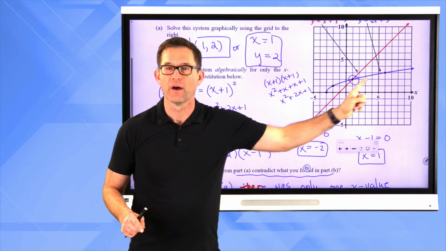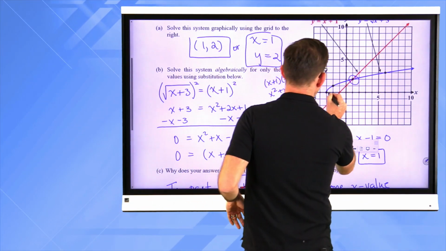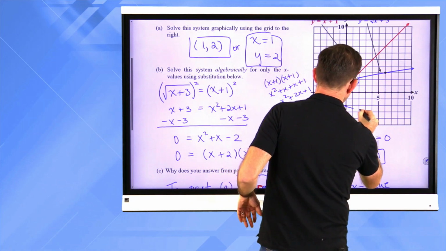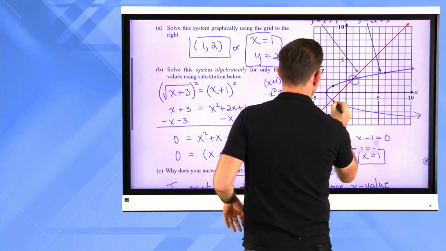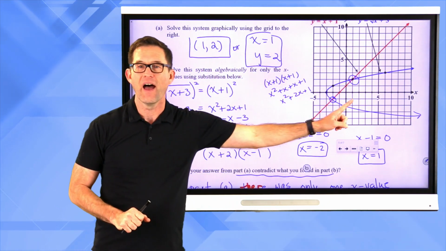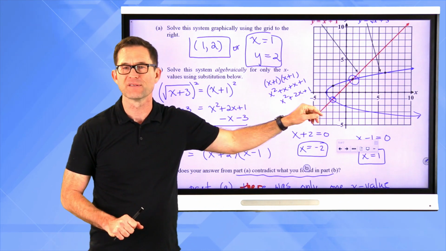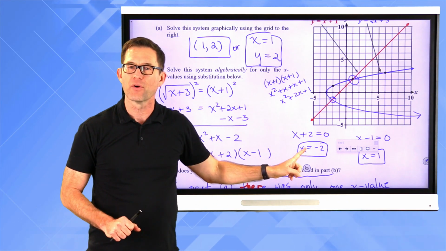this thing is half a parabola. If we had the other half drawn in, it would look something like this, and there'd be another intersection point right there at x equals negative 2, y equals negative 1. The y value doesn't matter, but that would be that other negative 2.